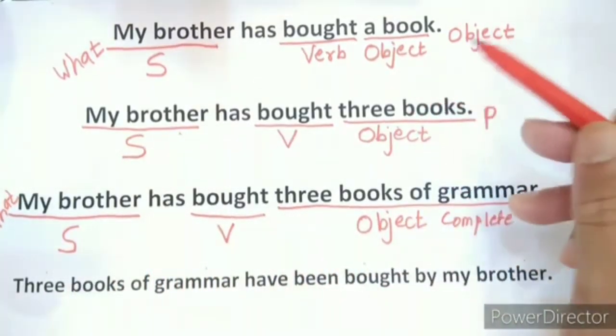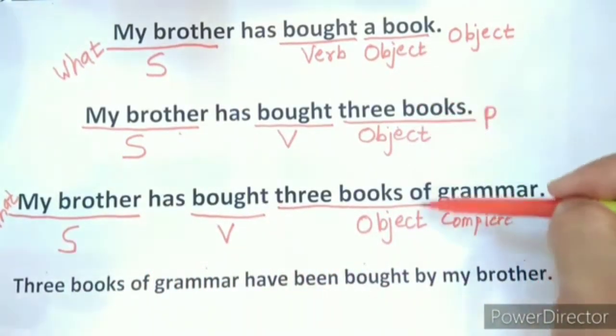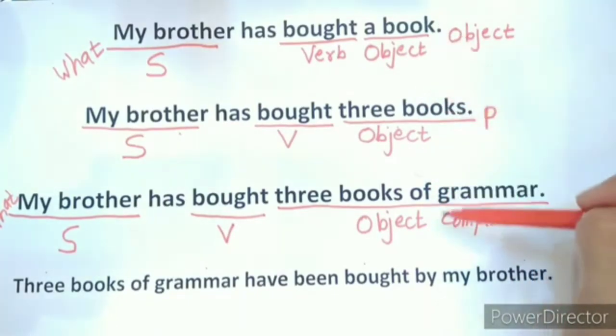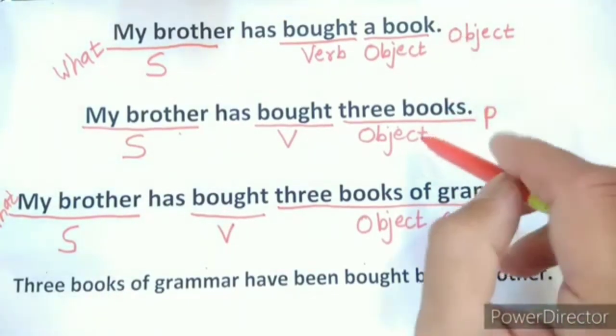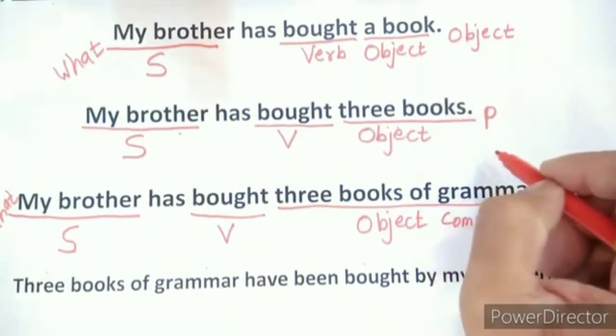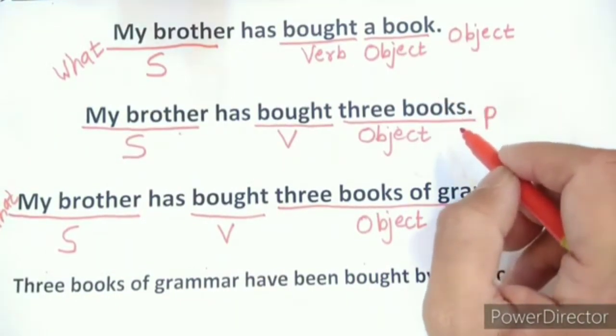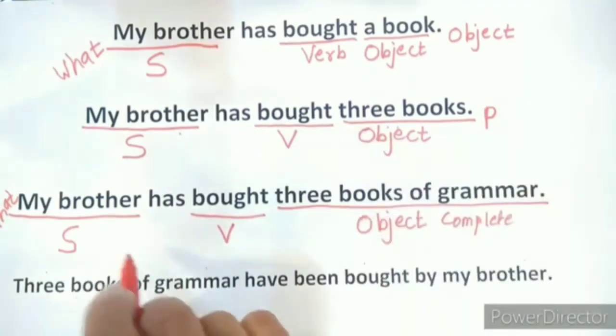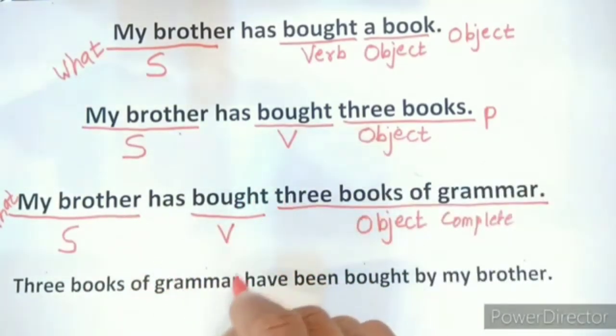So in this way, the object is identified from the active sentences, and once you find out the correct object from the active voice, then you can go ahead transforming the active voice into passive voice.